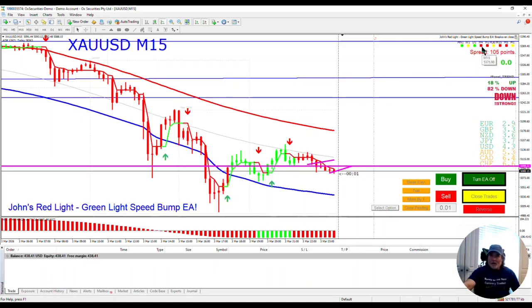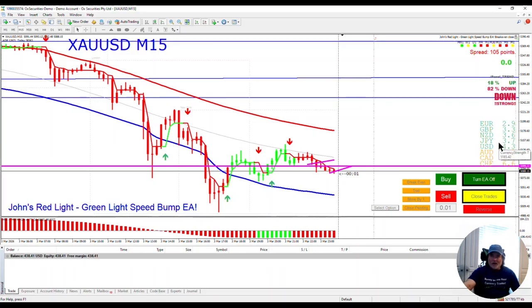You have an idea: when everything is red, you're selling. When everything is green, you're buying. And when it's mixed up, it's mixed up, so be careful. This is telling you at the candle, it's 82% down, 18% up. So it's telling you that it's mostly going down. So be careful with that.